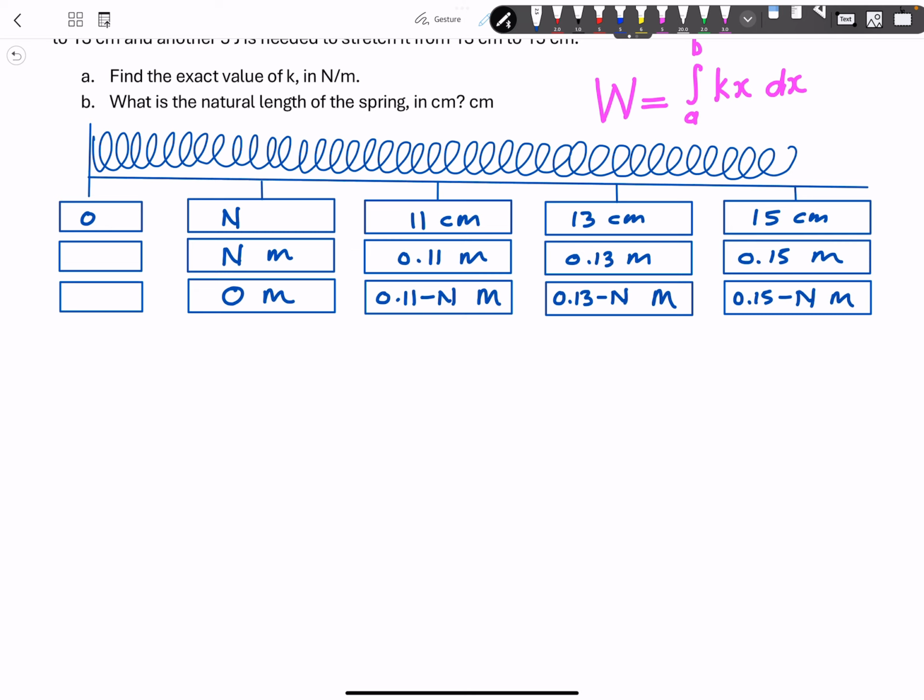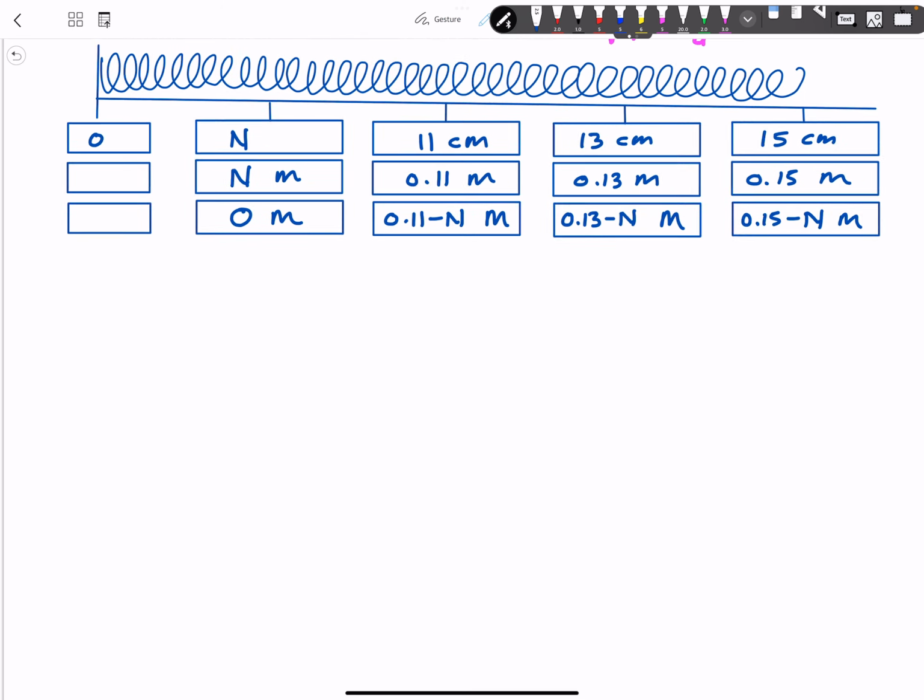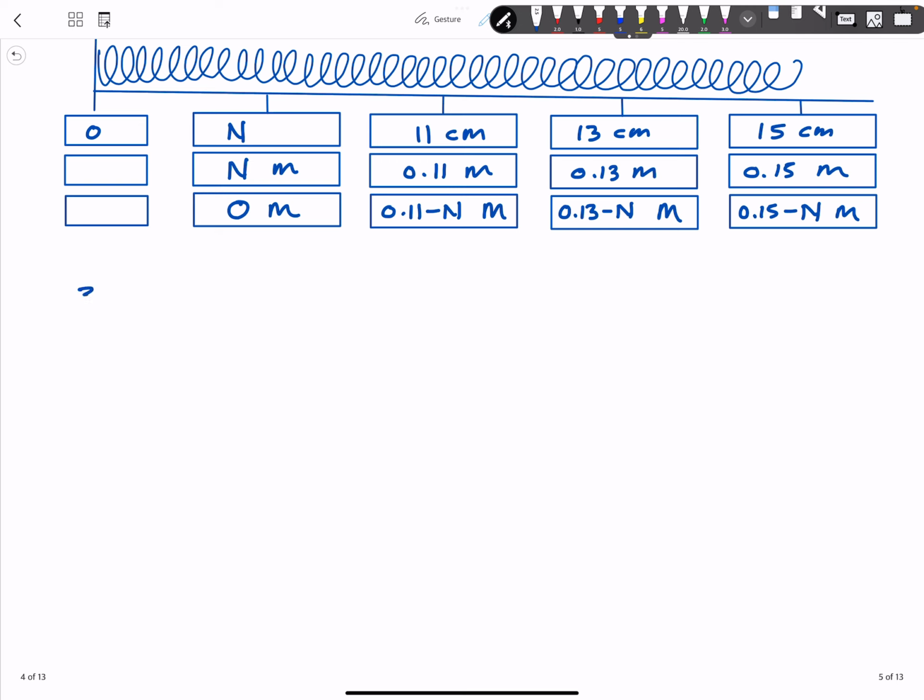But I also would like to make an adjustment for natural length. So I'm going to subtract n off of each one of these values to get the actual distance that the spring has been stretched. So at the natural length, we have stretched the spring 0 meters. At the first increment at 11 centimeters, we have stretched this spring 0.11 minus n meters, 0.13 minus n meters, and 0.15 minus n meters.